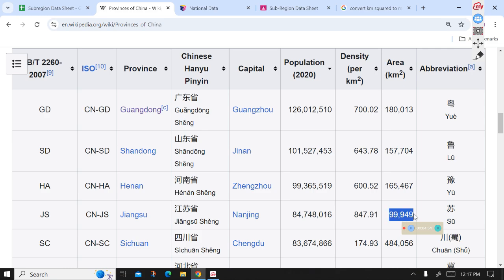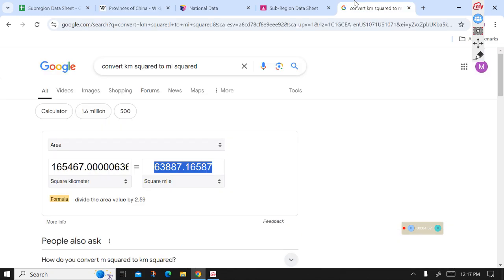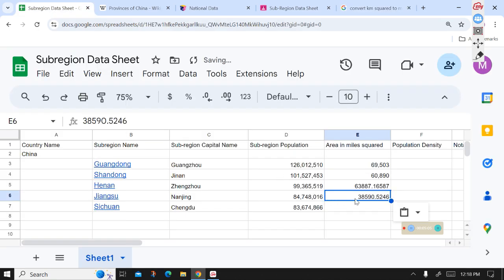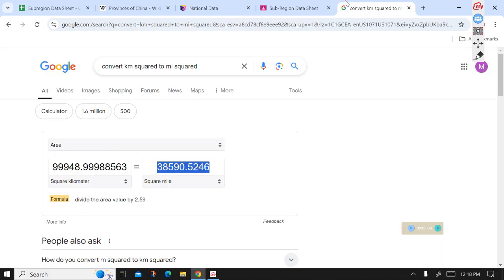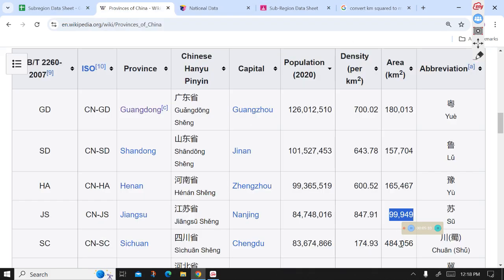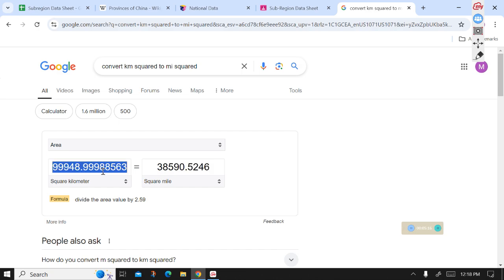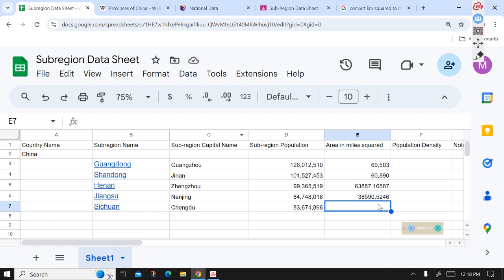Okay, the area of Jiangsu province. Make sure that we're getting just the number. It says 99,000 square kilometers, and in square miles, that's only 38,000 square miles. So now I go here and I put that in, okay? So I'm almost done with the process of all the numbers. I just need this last one, Chengdu, the area, and we can see Chengdu is like more than twice as big as these other provinces. So we type that in, and this is the number we get, 186,000 square miles. It's a lot of land. So we type that here.